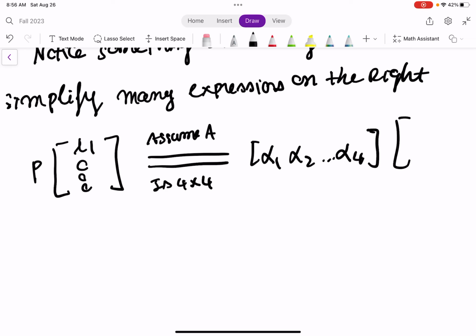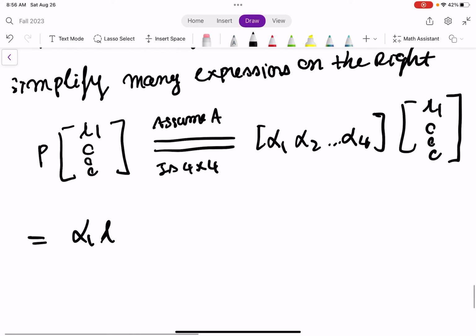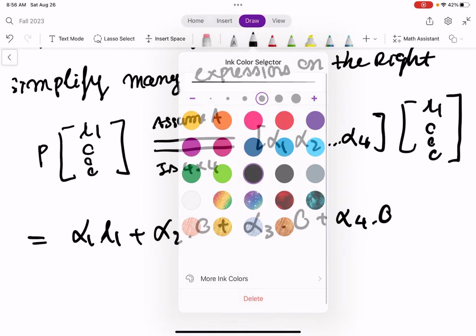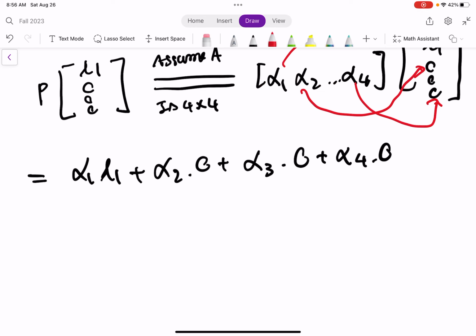Then you apply it to lambda 1, 0, 0, 0. What's going to happen is, if you use basic matrix-vector multiplication, it will equal alpha 1 times lambda 1 plus alpha 2 times 0 plus alpha 3 times 0 plus alpha 4 times 0. Basically the rule is, you multiply entry by entry, and you add them up. You get alpha 1 lambda 1.